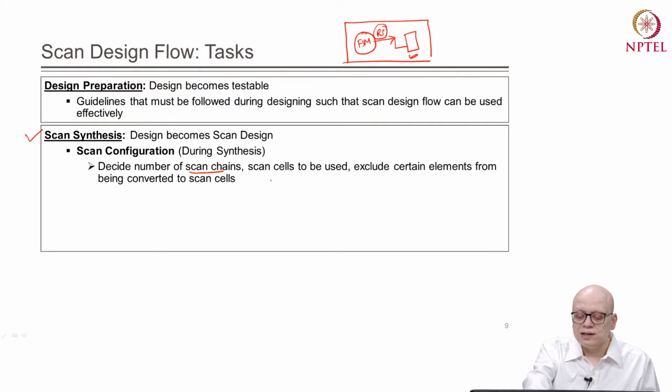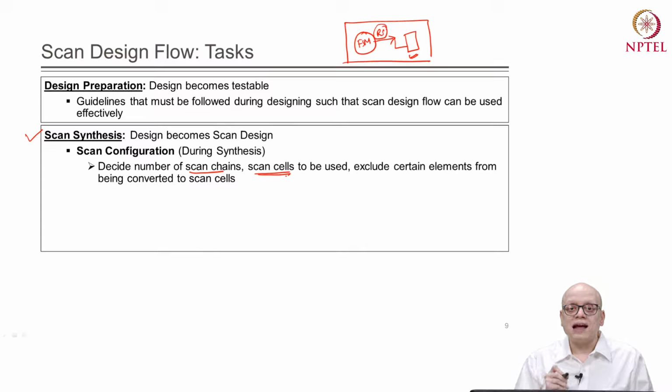Then we need to say which scan cells need to be picked from the library. The scan cells are designed and modeled and kept in the technology libraries. Now in a technology library, there may be say 10 different types of scan cells. We may want to use only a few types of scan cells.